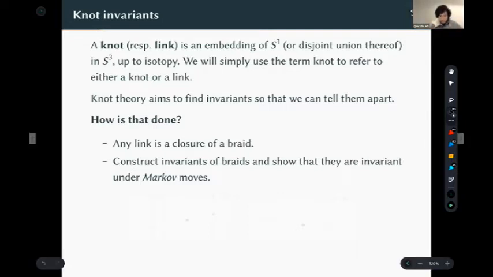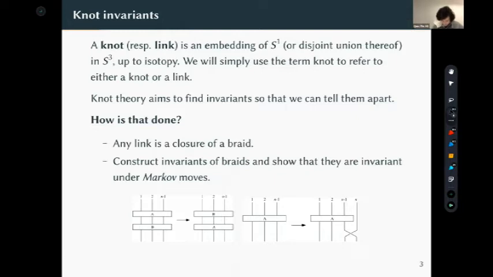So what are the Markov moves? There are two of them. This is the first Markov move, and this is the second Markov move. The first Markov move says that you have two braids, and you can concatenate them by putting one on top of the other. And because you care about the knot, meaning that you will close your braid afterward.